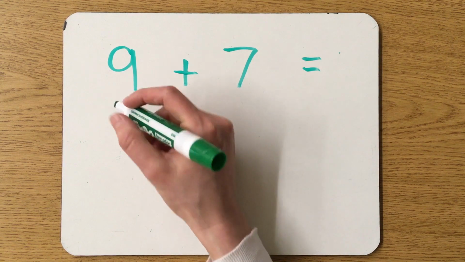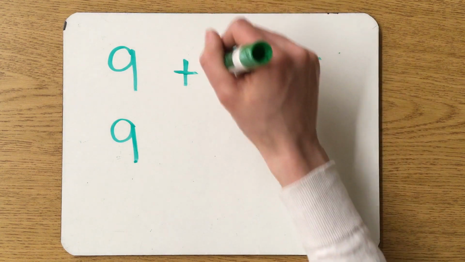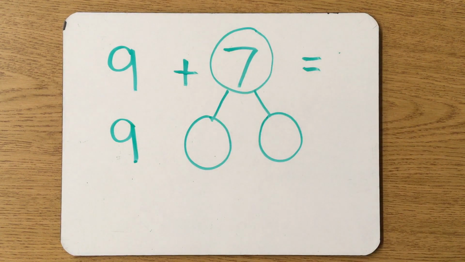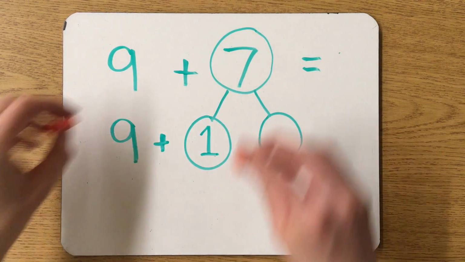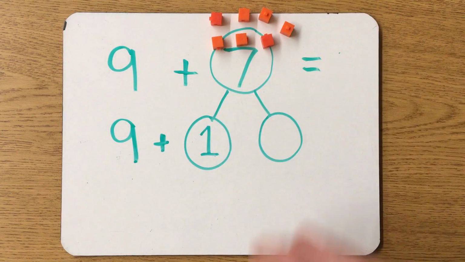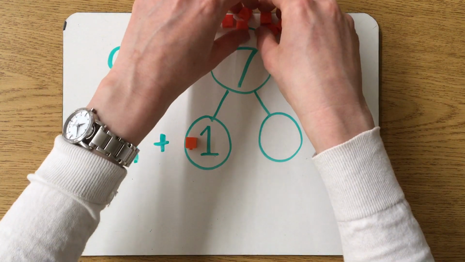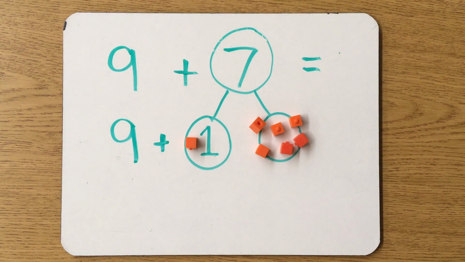Well, I know the number 9 is almost 10. If only I had one more, then I could make it a 10. Maybe if I rewrite 7, I'll be able to get to 10. Let's see. What is friends of 10 with 9? 1. Now I just have to figure out what the other part will be for the number 7. Here's my whole group of 7. I'm going to make one of the parts number 1. The other part will be 6.